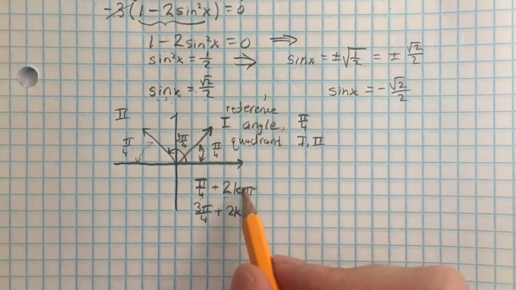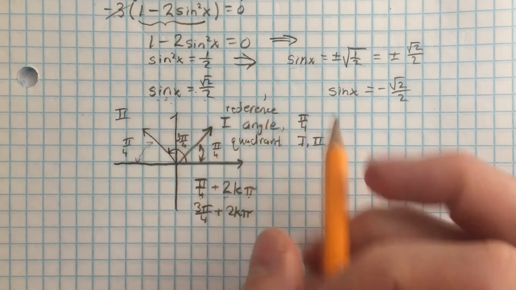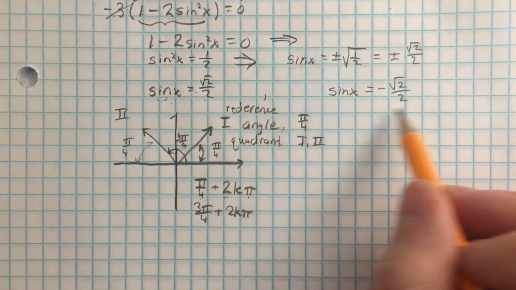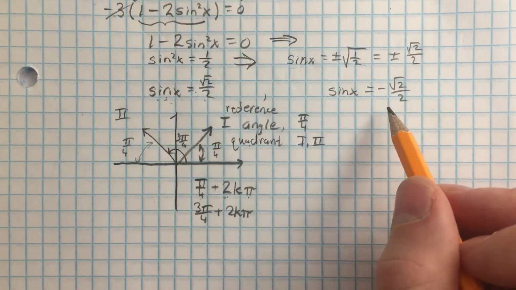So this is the solution set. This set of angles is the solution set for this particular part of the problem. Now we're going to play the same game with this one over here and see what it produces.